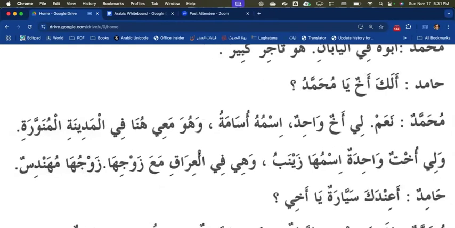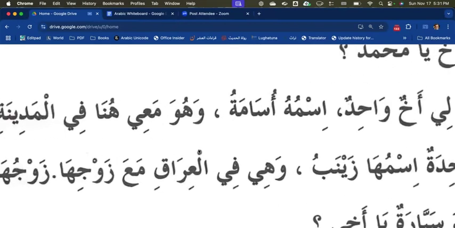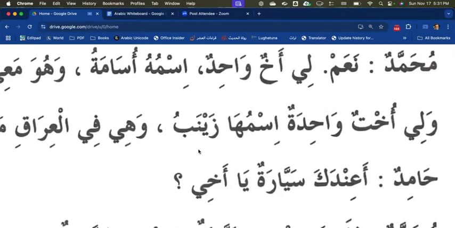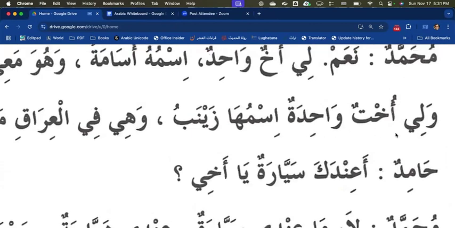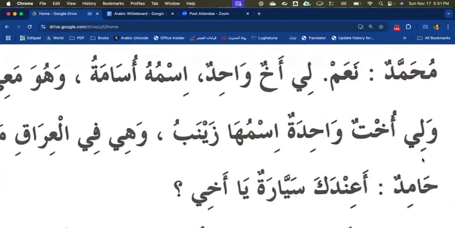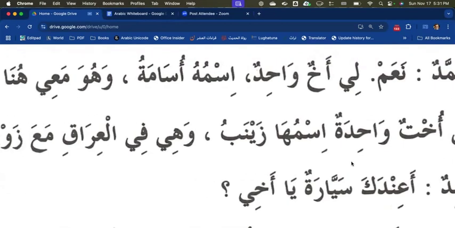Okay. So can you describe your family that way? That's homework for you for next week, okay? And then keep going, Mavish. You can do it. ولي أخت واحدة اسمها زينب. And I have one sister. Her name is Zainab.